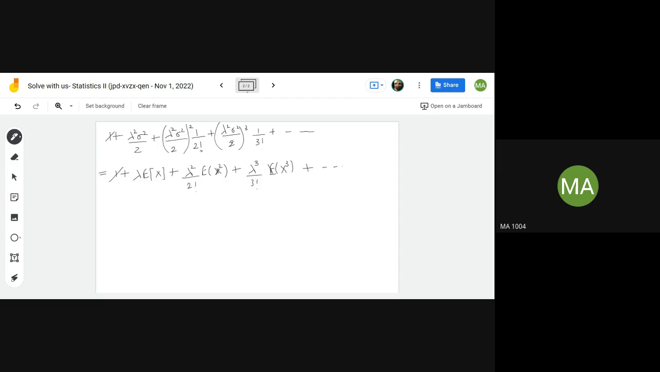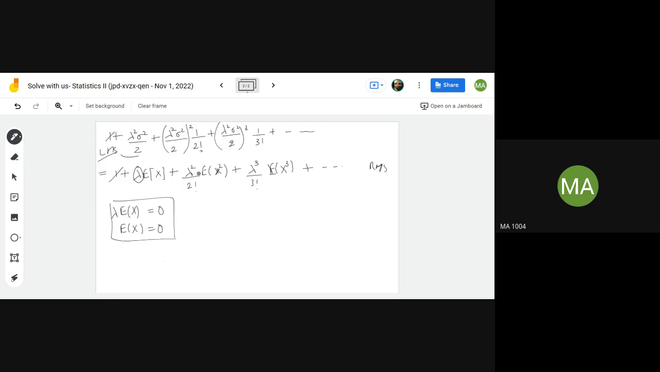Let's call this the left hand side, and this the right hand side. Now in the left hand side, you don't have any lambda term, correct? So what will you get? You will get that lambda times expected value of x should be 0, right? So what do you get from there? You get that expected value of x is 0.